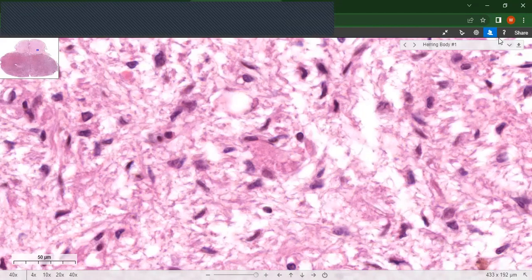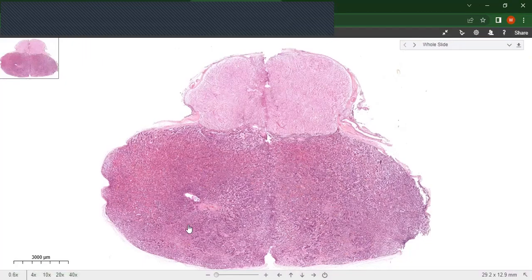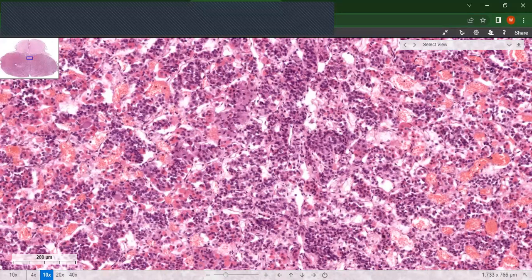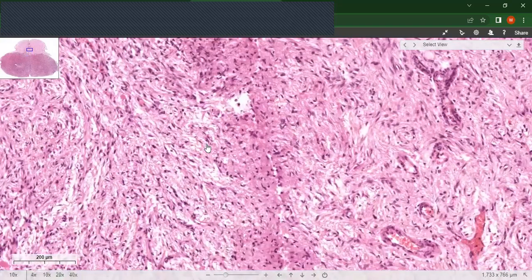Let me show you the whole slide again, then we do a magnification. This is the whole slide. This is the adenohypophysis. This is the neurohypophysis. Let's go in at some magnification, say 10x. You can agree with me that this is the adenohypophysis. You can see it is mainly cellular. But if I go posteriorly to the neurohypophysis, you can concur with me that we have fibers here.